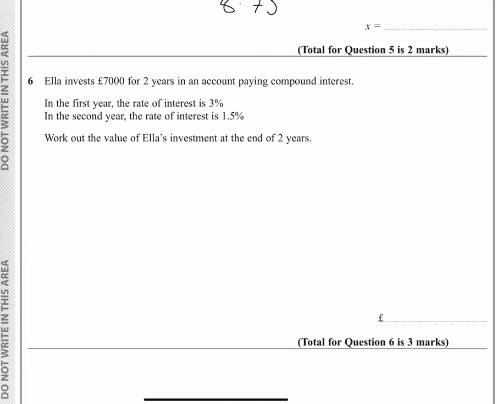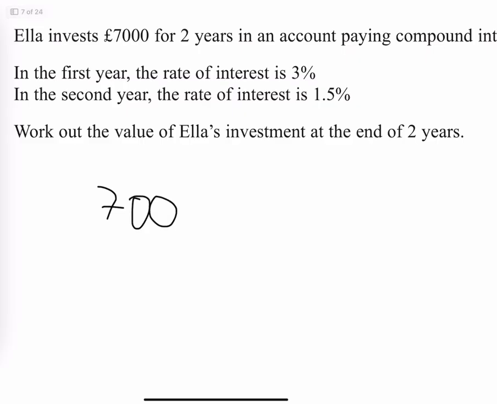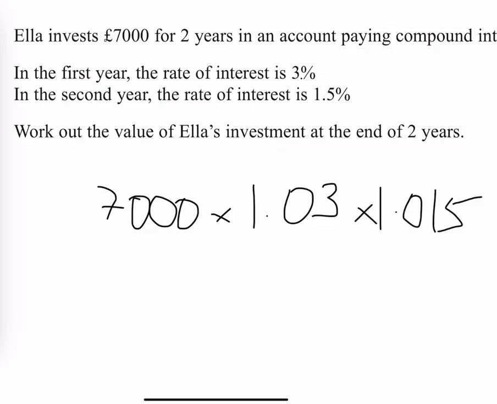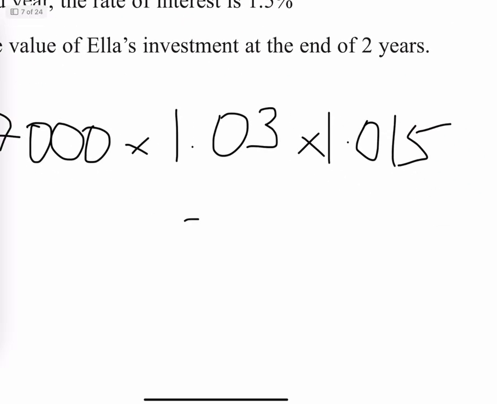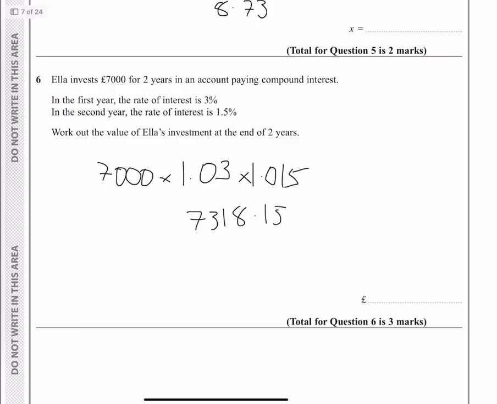Ella invests £7,000 for 2 years in an account paying compound interest. Okay, so we do 7,000 times, well, it starts at 3%, so it's that for a year. And then in the second year, it's this. We can't do any squaring because the rate of interest isn't the same, but that's how you calculate it. I hope you all understand that. 7,000 times 1.03 times 1.015. And that will give me 7318.15. Not bad.